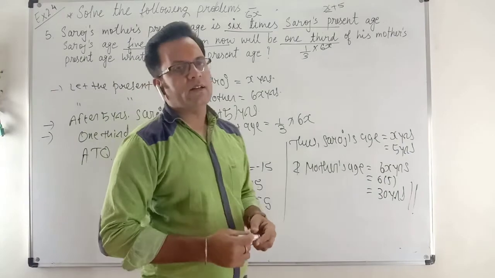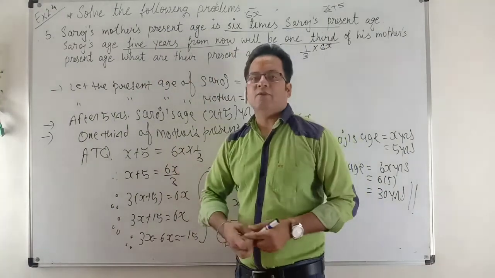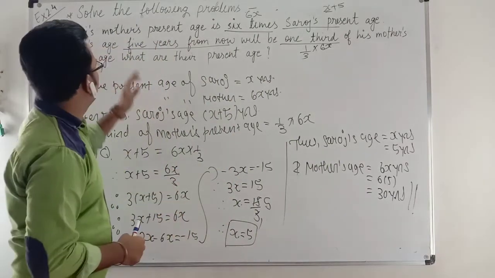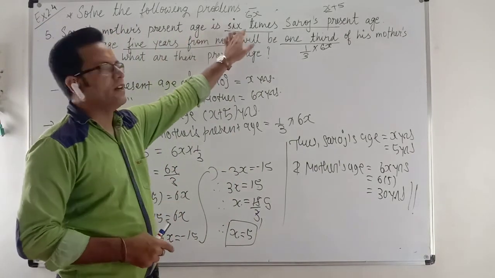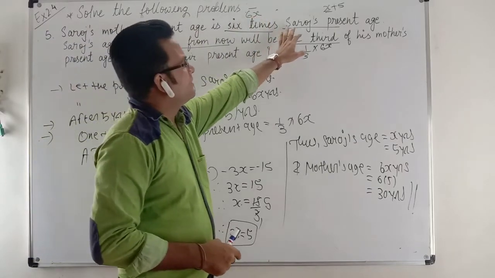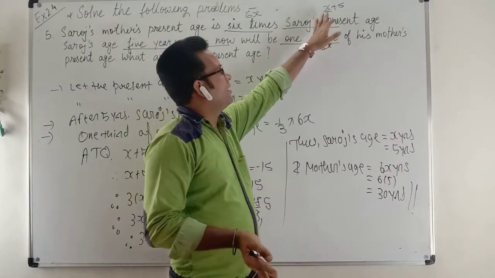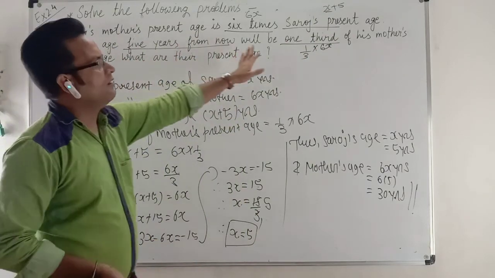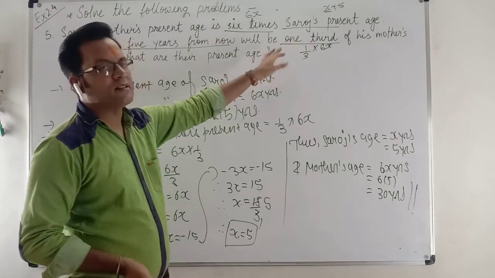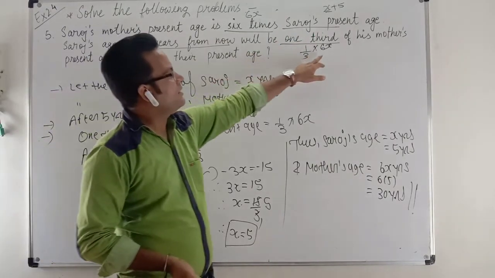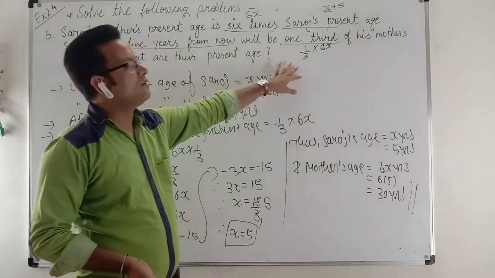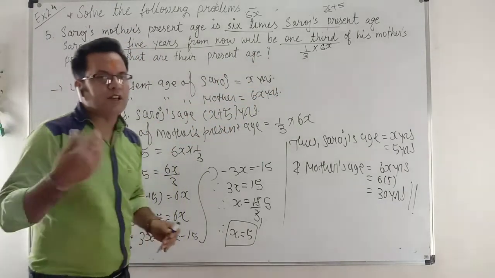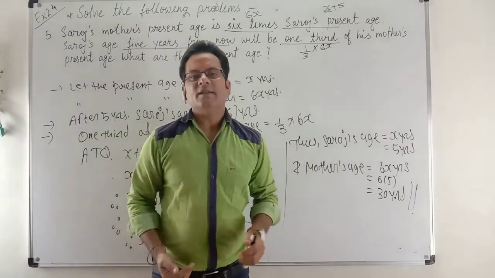But remember, here in the problems what happens is that you have to understand the question, because we are framing the equation within the lines. See, mother's present age is 6 times, so 6x. Saroj's age means daughter's age is not given, so that is only x. Afterwards, Saroj's age after 5 years will be x plus 5. And mother's 1/3 means 1/3 of 6x. So, it will be 1/3 into 6x. Okay, so this way you have to frame the equation. Then it will be easier for you.